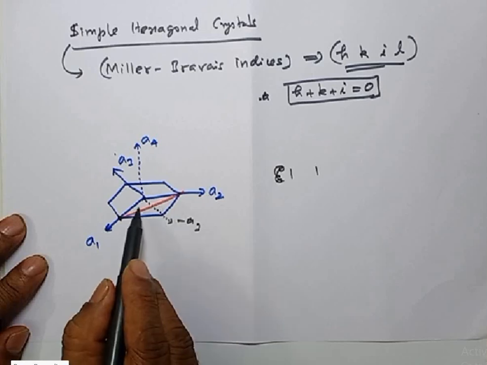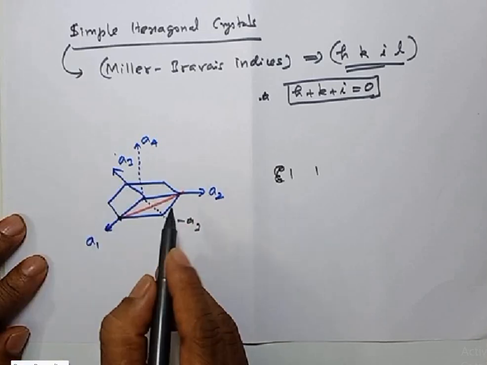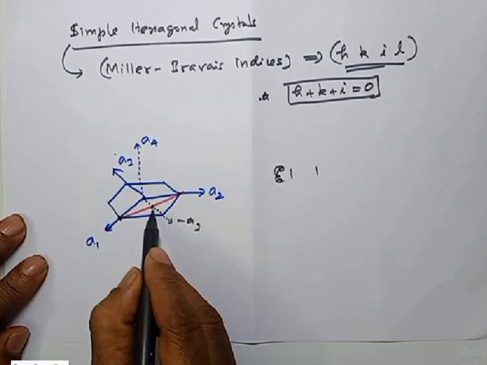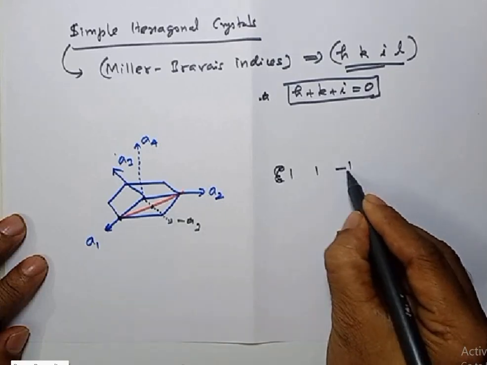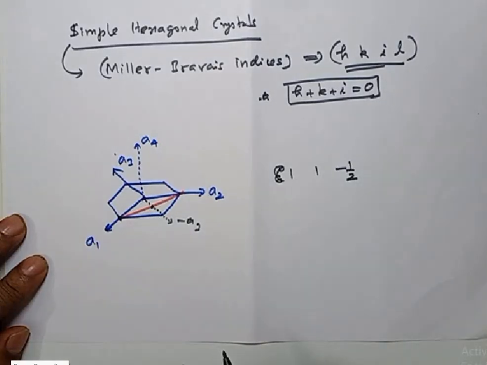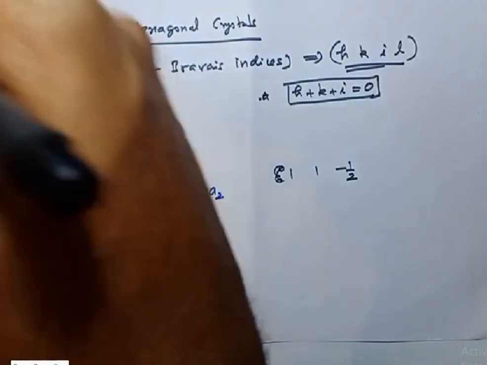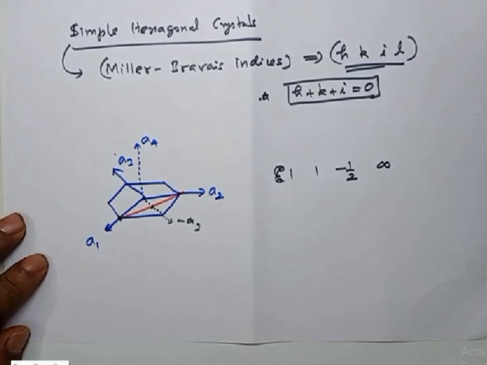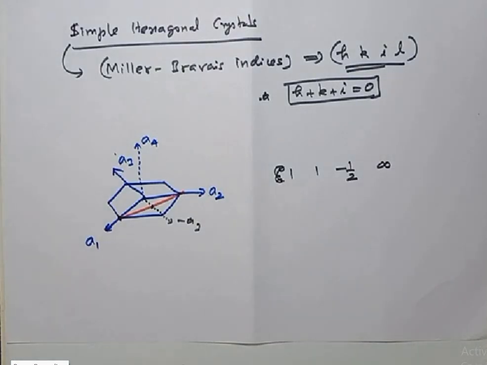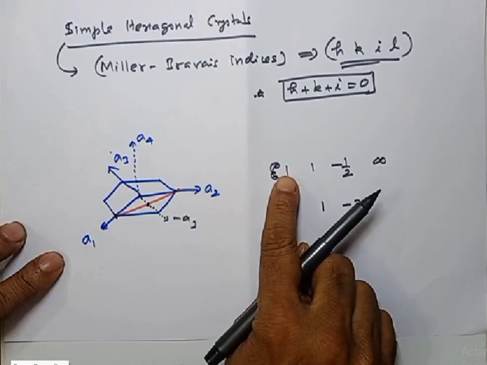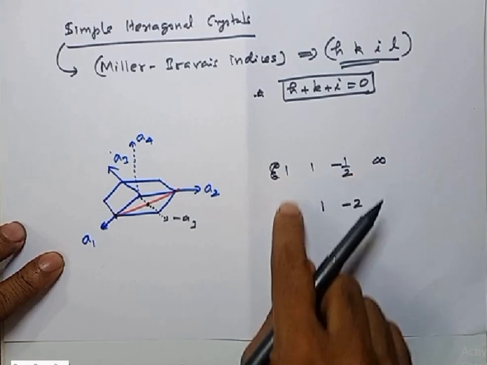So this plane cuts the A3 axis on the negative side, but not the full length, only half the length. So it is minus 1 by 2 along the A3 axis, but it is parallel to A4, so the intercept is infinity. So these are the intercepts. Now you take the reciprocal.